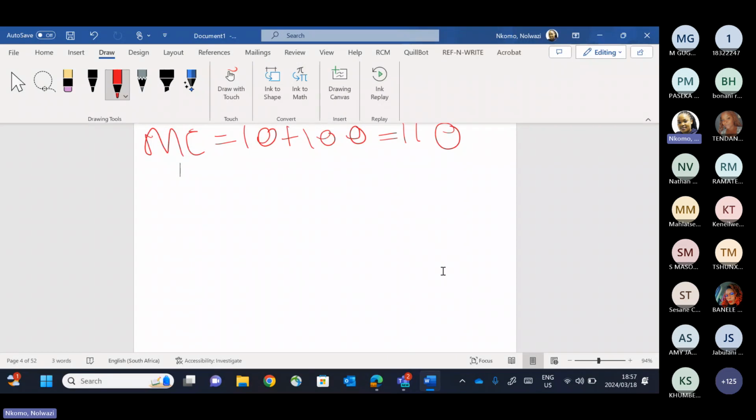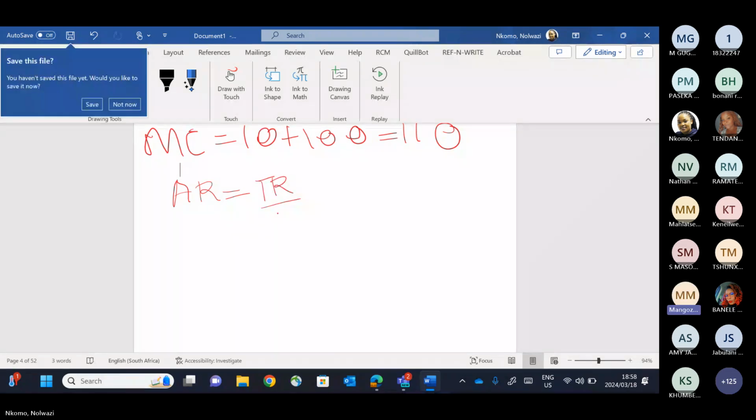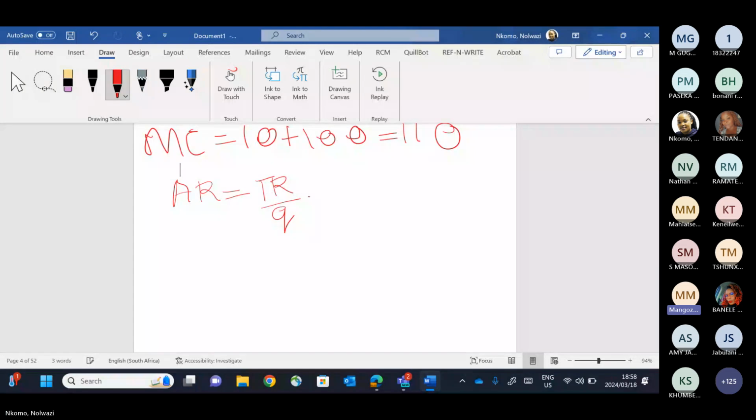So this means the average revenue is just the revenue per unit of output, right? Mathematically, average revenue is represented... Yes, can you please repeat how you define it again? Not the textbook.